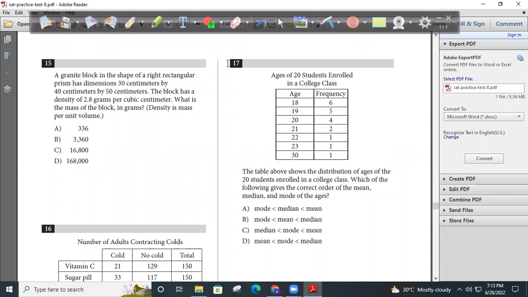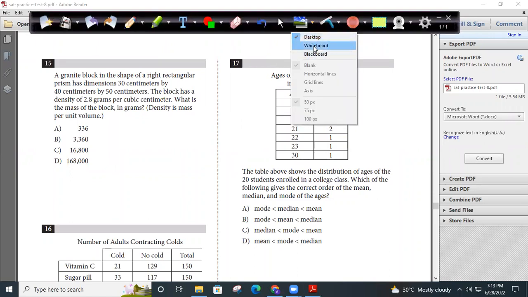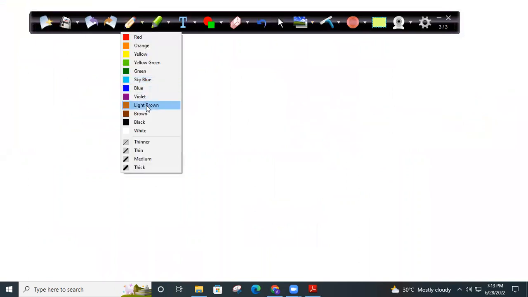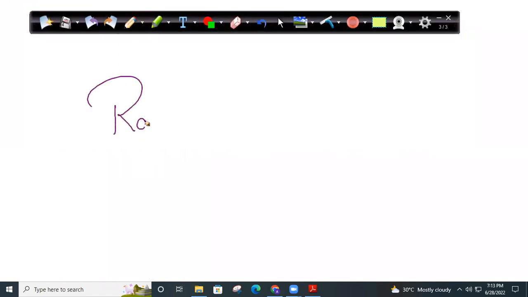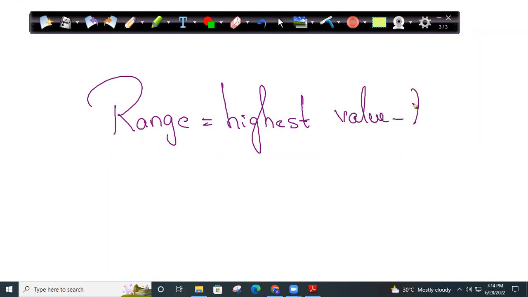Now, the next thing that I would like you to know is range. Range is another part which is most important. So what is the meaning of range? When I say range, it is a simple thing. Range to me is highest value minus lowest value, as simple as this. Mode and range are the easiest, simplest things in statistics. Highest value minus least value.